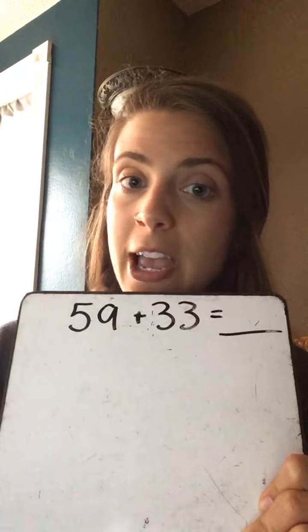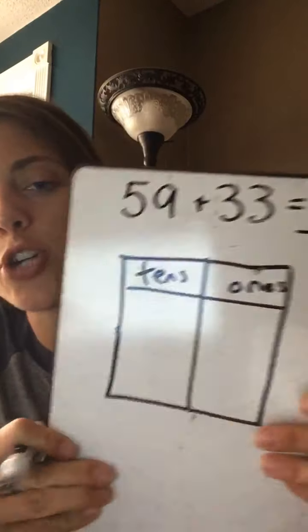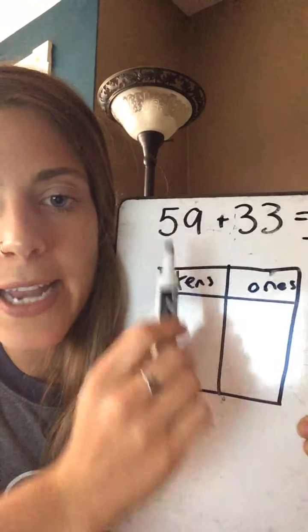I'm going to solve it the same way I've been solving the other ones. 59 plus 33. I'm going to build my place value chart. And if you weren't sure how to solve, go ahead and build a place value chart too, and let's solve this one together. Okay, I fixed it. So we have our 10s and our 1s place value chart. So let's build 59 into there.